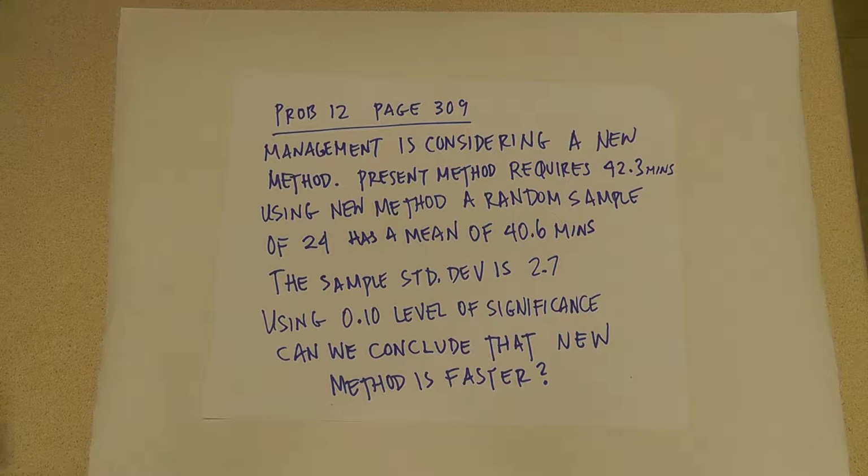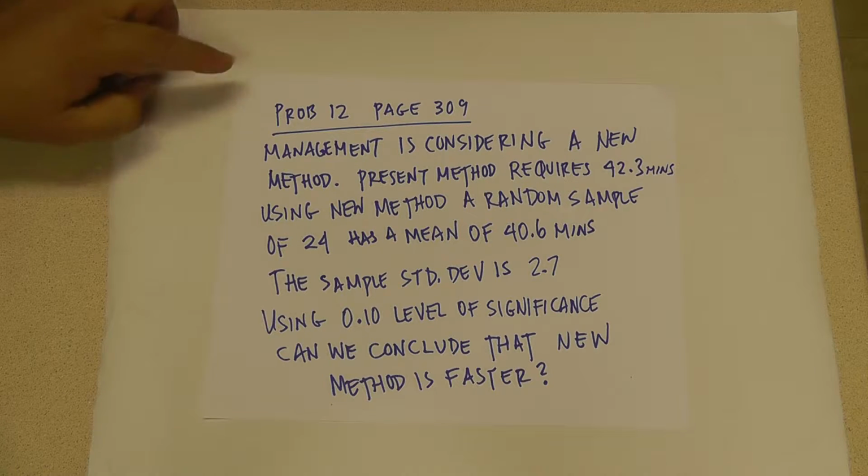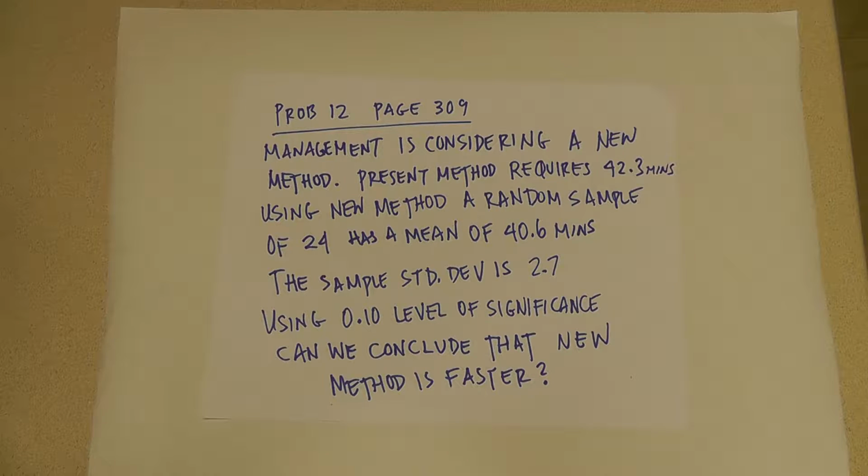Okay, this is another hypothesis testing example. This time we are using a t-distribution. This problem is from the textbook, page 309, problem 12. And the problem is we are going to try a new method, a new manufacturing method.